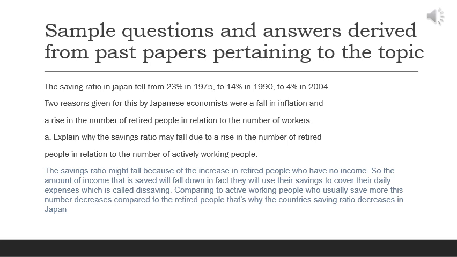The saving ratio might fall because of the increase in retired people who have no income, so the amount of income that they save will fall. In fact, they will use their savings to cover their daily expenses, which is called dissaving, which we learned earlier. Compared to active workers who usually save more, this number decreases with the retired people. That's why the country's saving ratio decreases in Japan.